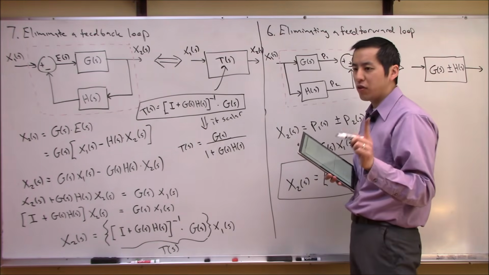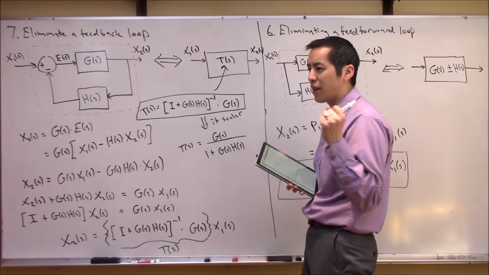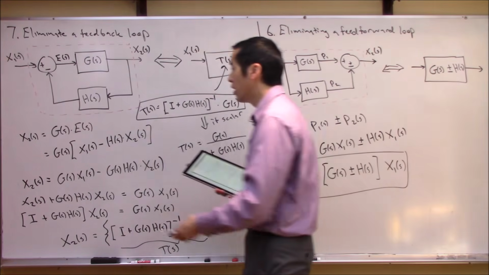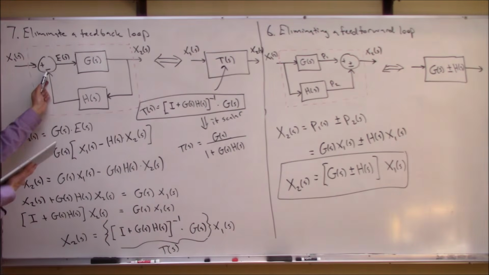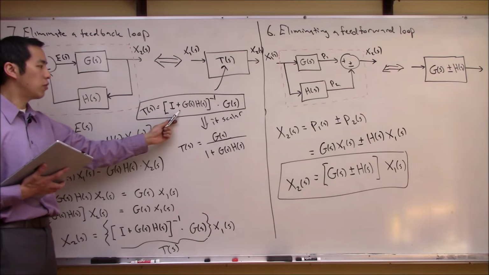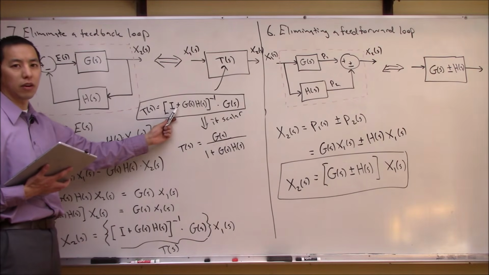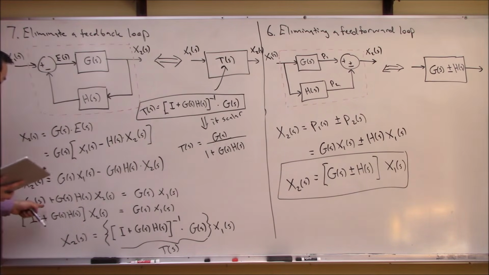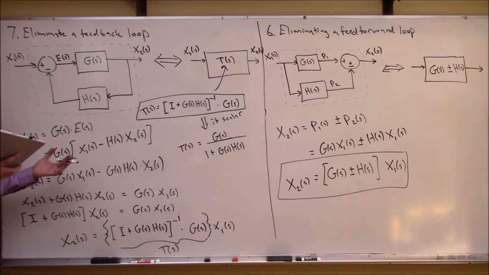Now, here's the interesting thing, and why I was harping on that sign earlier. You notice there's a minus sign here, but the closed loop equivalent has a plus sign here. So the sign flipped, because we came all the way back down to this step where we moved everything to the other side and therefore changed the sign.